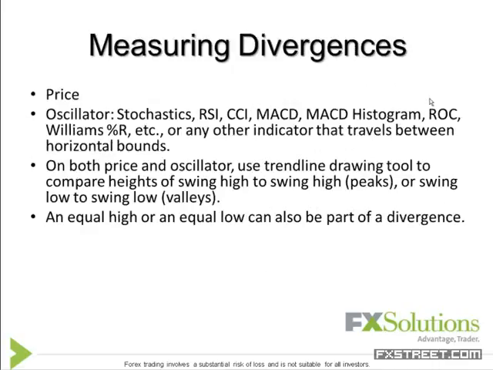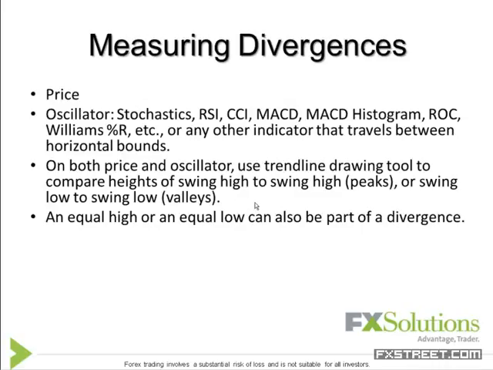Now, how do we measure divergences? Essentially, we're taking the price and measuring it against an oscillator. This oscillator could be anything you may use, including stochastics, RSI, CCI, MACD, MACD histogram, ROC, which is rate of change, Williams %R, which is basically the fast stochastics, or really any other oscillator that travels between horizontal bounds. What I tend to use a lot are the stochastics, which I'll show you in a minute.